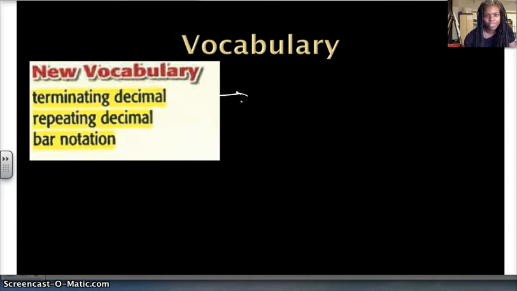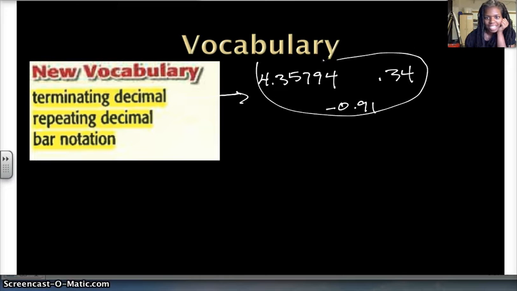Our first term is terminating decimal. This refers to a decimal that ends, a decimal that has a finite number of digits after the decimal point. So the number 4.35794 done is actually considered a terminating decimal. Terminate means to end. 0.34 done. 0.91, negative 0.91, all of these are considered terminating decimals because they end.